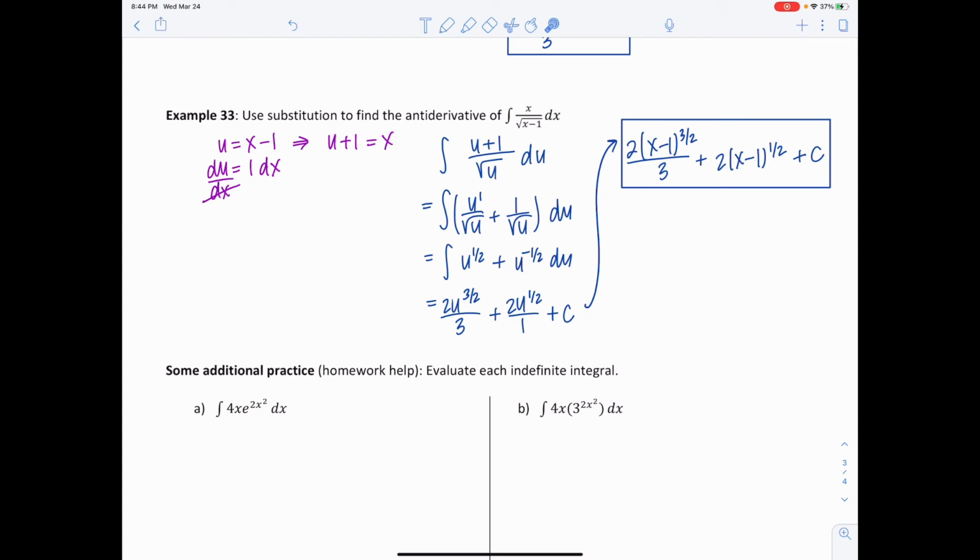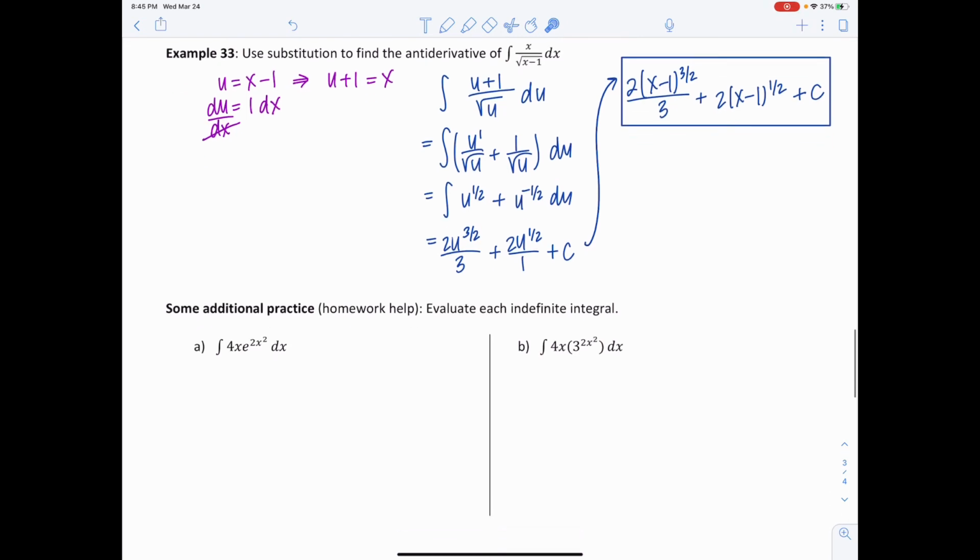And you can always check to take the derivative of this and see if it equals your original integrand. You'll probably need to do some manipulating to get it to look like that, but it should be correct. We can actually probably simplify this a little further by factoring out an x minus 1 to the 1/2, but I think I'm fine leaving it as is.